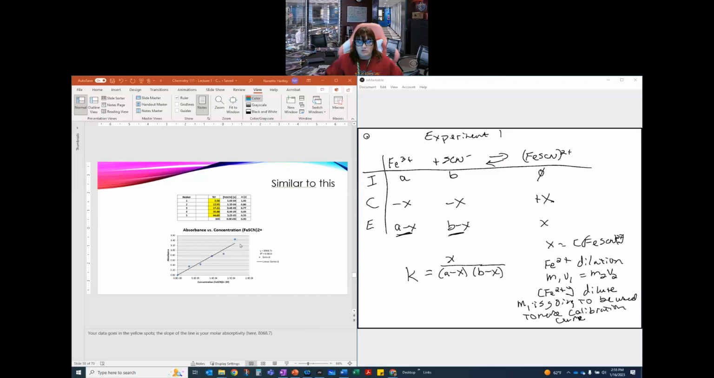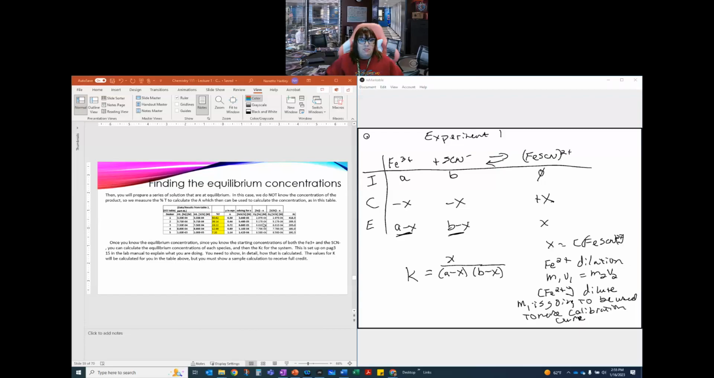That will then generate a calibration curve for you. Again, the slope of this line is the molar absorptivity of that species. You don't really need to know that, but that is how that works. Okay, so you'll need to calculate what the concentration of the dilute solution is, and then what the concentration in each beaker is. All right, and that you will need to do.